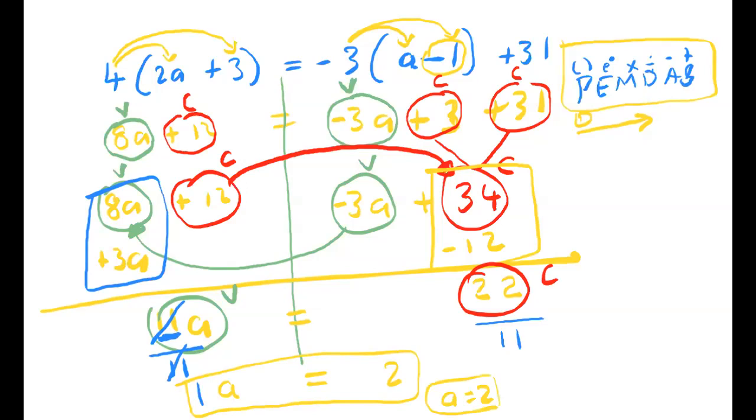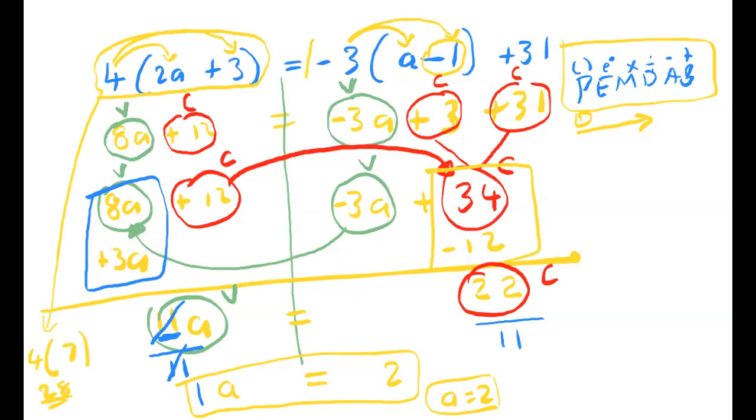And now we can check. We substitute 2 and see if the left side will be equal to the right side. So let's check the left side. The left side is this: 4 times parentheses. If A is 2, 2 times 2 is 4, right? And 4 plus 3 is 7. So 7 times 4 is 28. So the left side is 28.